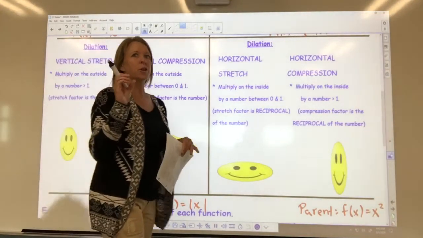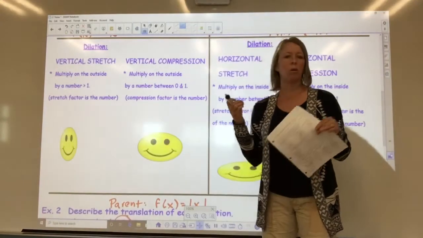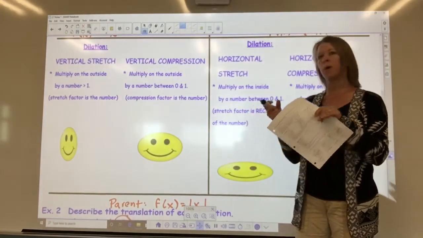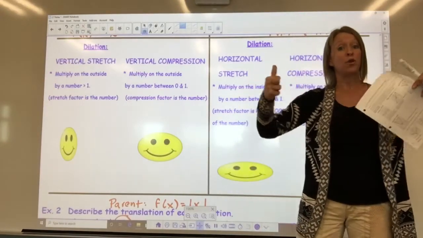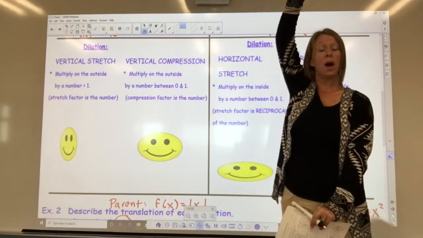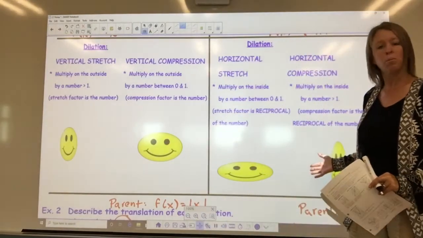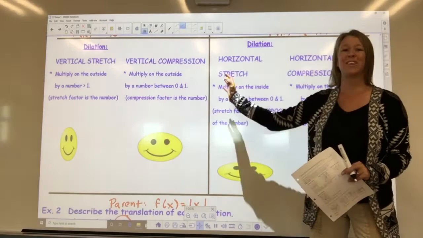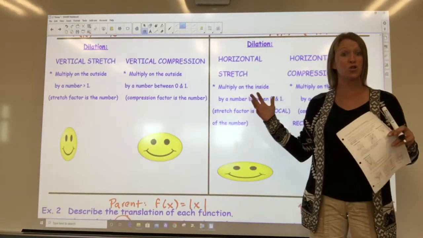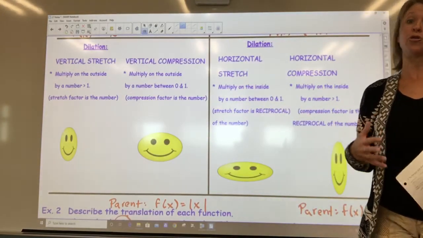If you guys have ever inserted a piece of clip art into like a Word document or something like that, and then you want to make it bigger or smaller, you kind of have to grab it at the corner in order to do that. If you grab it at the sides or grab it at the top or bottom, it tends to distort the picture. Well, that distortion is what we're talking about when we talk about a dilation or a stretch or shrink having occurred on your graph.